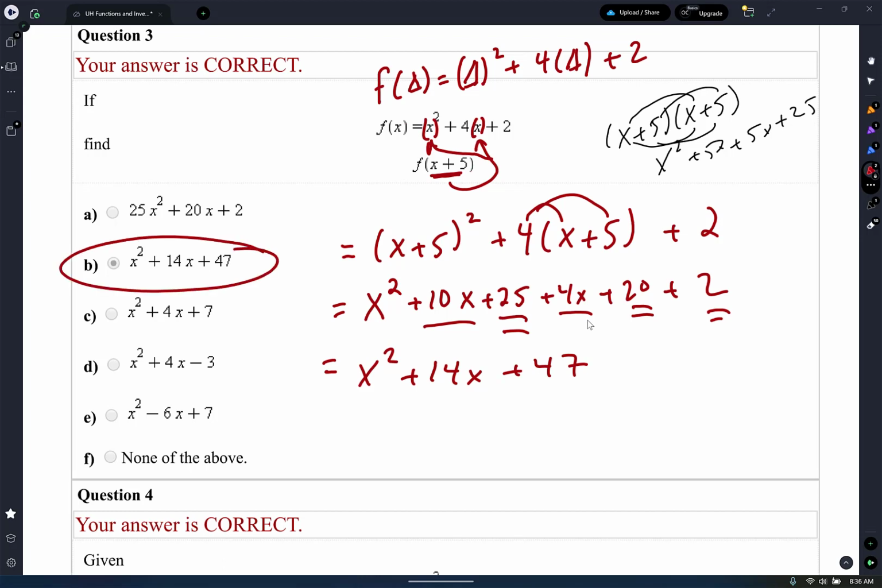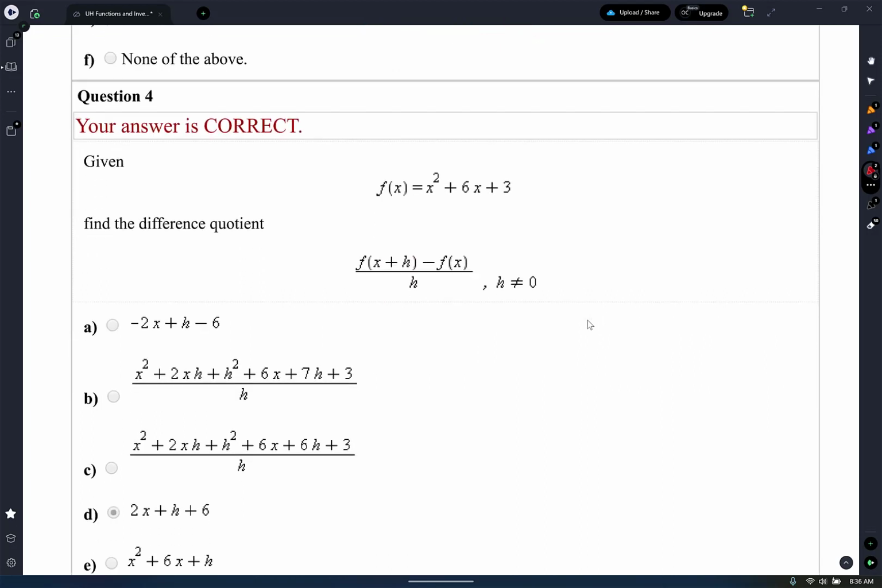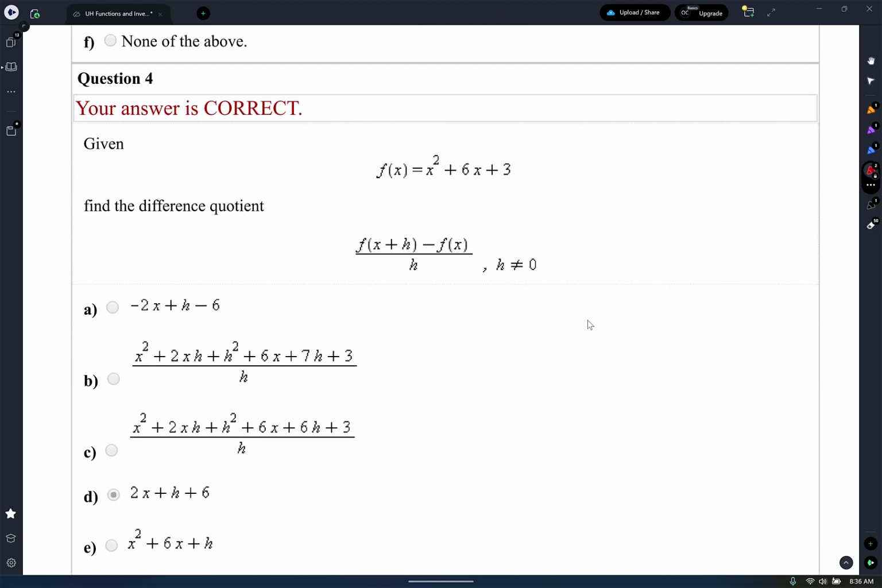How do we feel, guys? Are we okay so far? Okay. Let's go to the next one. This is probably the hardest one. And relax. It's not as bad as it looks. I think we've done this already before. Difference of quotients. That f of x plus h.